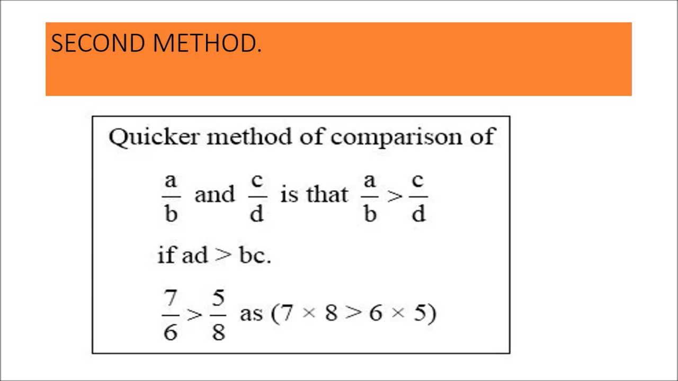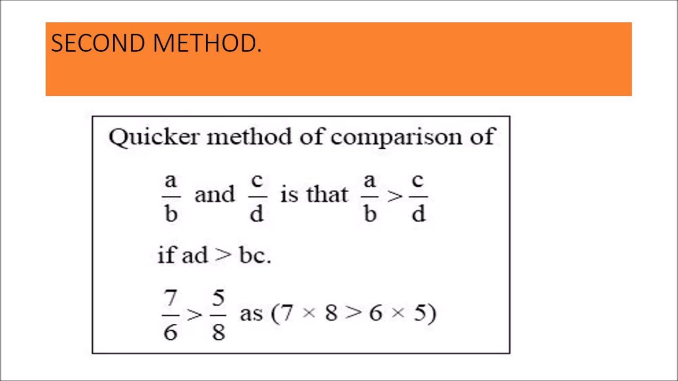It means we have to multiply the numerator of the first rational number with the denominator of the second rational number, and the denominator of the first rational number with the numerator of the second rational number. And after comparing, we can find out which rational number is greater than the other one.